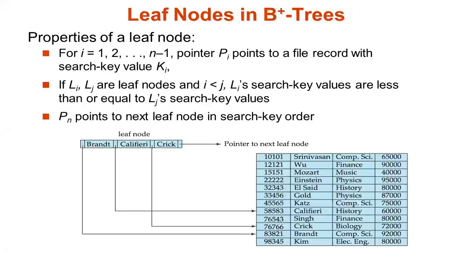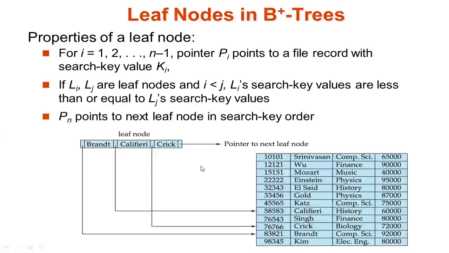So here is the leaf node in a B plus tree; maybe you can see this example. In the leaf node, there is a pointer to the next leaf node. That is the final one here. The pointer that is available in the last position will point to the next leaf node, whereas the pointers that are along with the keys will point to the particular record in the index file. That is your Brandt. This pointer will be pointing to the appropriate record in the index file, and this one is also pointing to a particular record in the index file.